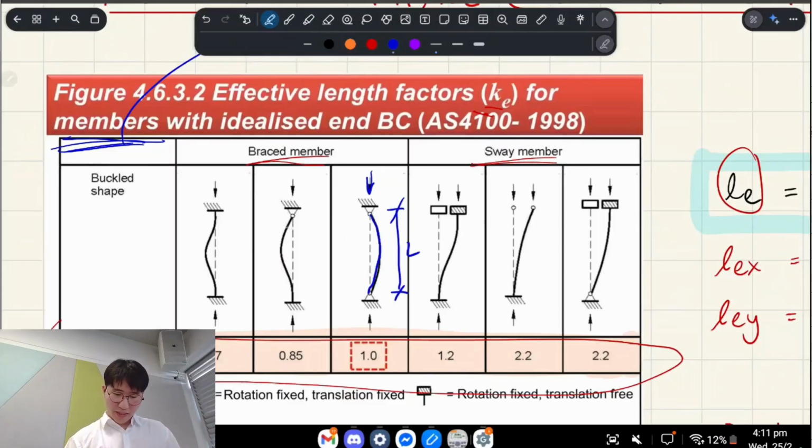Okay, but what about here? It's fixed at the bottom, but pinned at the top. This is 85%. The C shape's 85% of the length. Okay, what about if it's rigid at both the top and the bottom, sorry?